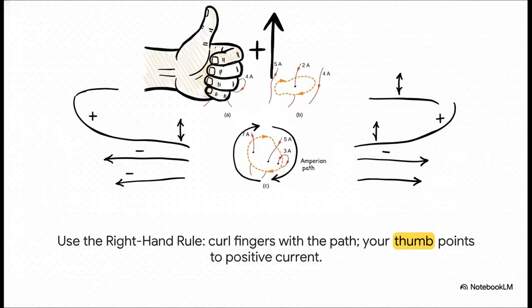How do you add them up? Well, we use another right-hand rule. Get your right hand ready. I want you to curl your fingers in the same direction you're walking along your Amperian path. Now look at your thumb. Your thumb is now pointing in what we call the positive direction. Any current going with your thumb is positive, any current going against it is negative.